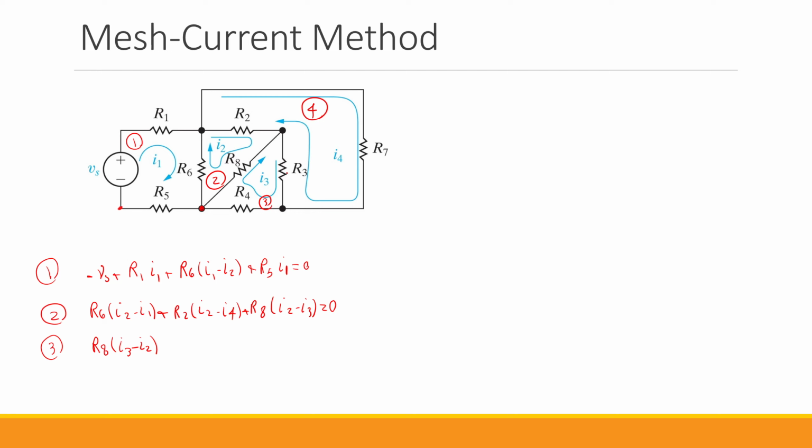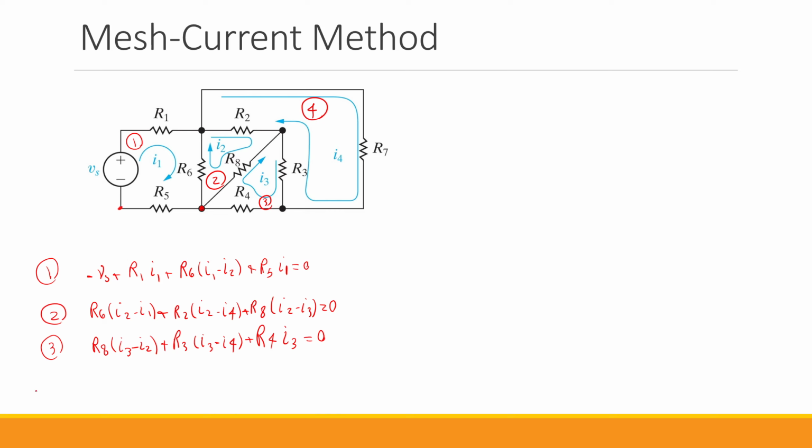Then we get to R3, which is common between mesh 3 and mesh 4. So the net current that goes through R3 in the direction of I3 is going to be I3 minus I4. And then finally we have R4, which is not common between two meshes, and only I3 goes through it. So we have R4 multiplied by I3 equals 0.